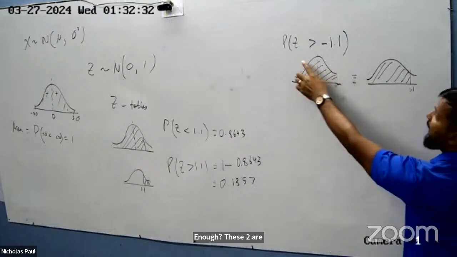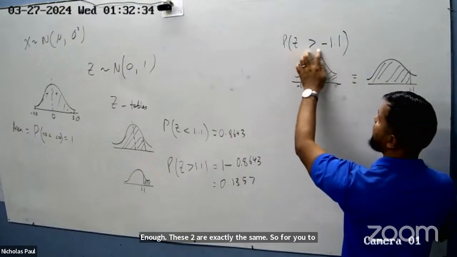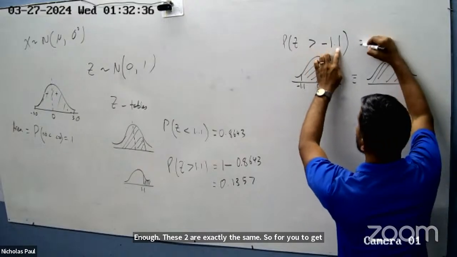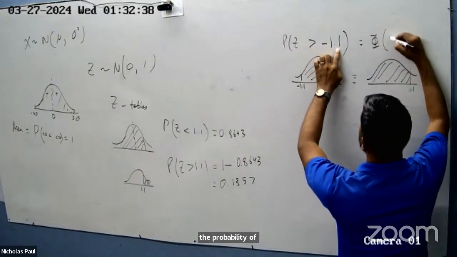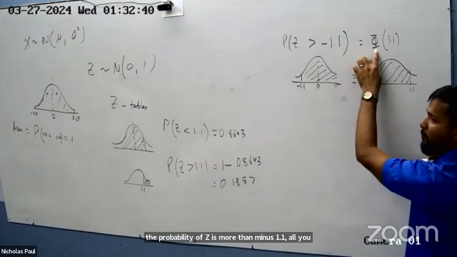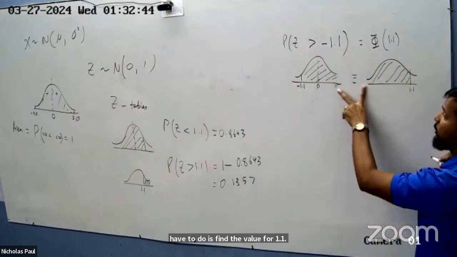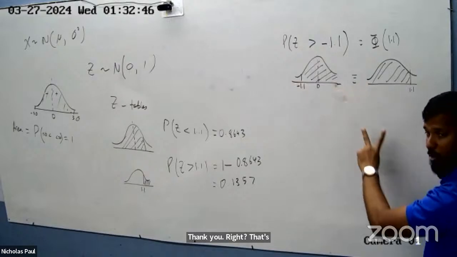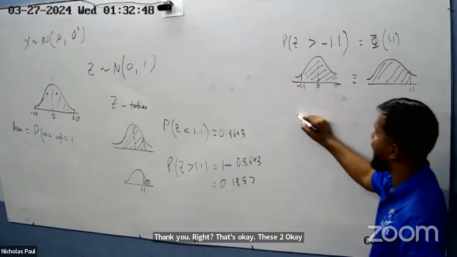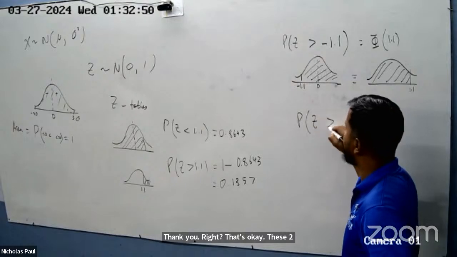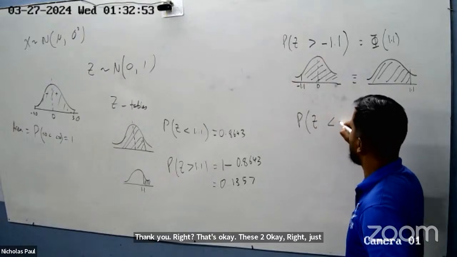So to get the probability of Z is more than minus 1.1, all you have to do is find the value for 1.1. That symbol means find the value for. That's okay? These two are the same. Are you okay with that? Just do me one quick favor. Find Z is less than minus 1.1.